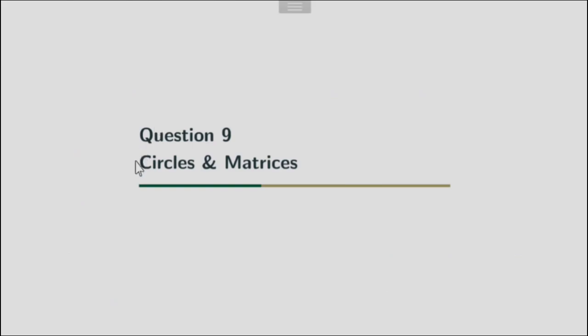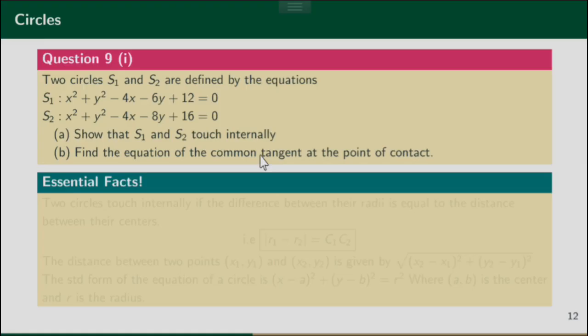Question 9 is on circles and matrices. Two circles S1 and S2 are defined by the equations. This is the equation of the first circle and this is the equation of the second circle. Show that S1 and S2 touch internally. Find the equation of the common tangent at the point of contact.